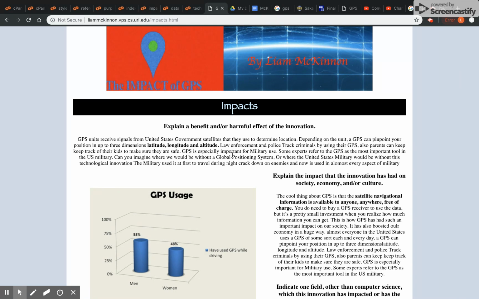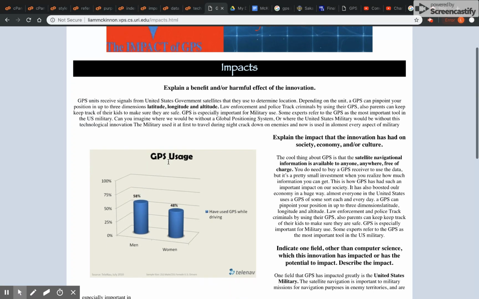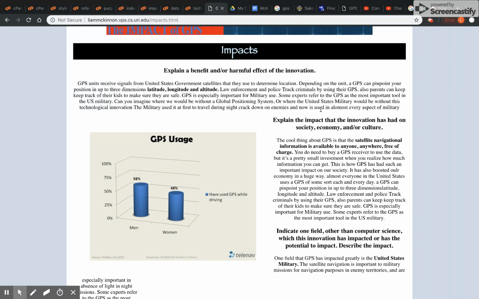GPS is especially important for the military. Some experts refer to the GPS as the most important tool of the military. Can you imagine where we'd be without a global positioning system? I don't think I could. I don't really know how to read a map.